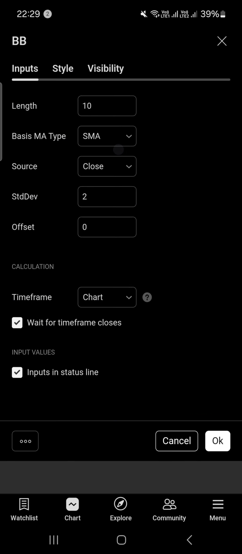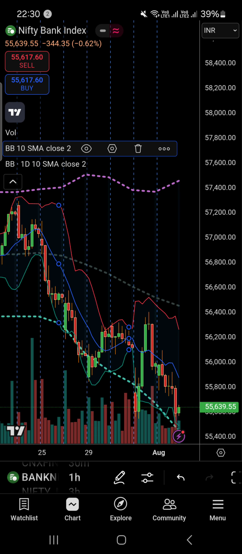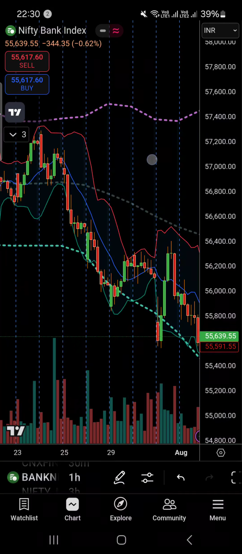Then add another Bollinger Band. Just change the length to 10. Keep the time frame to chart time frame. Now observe a couple of things.